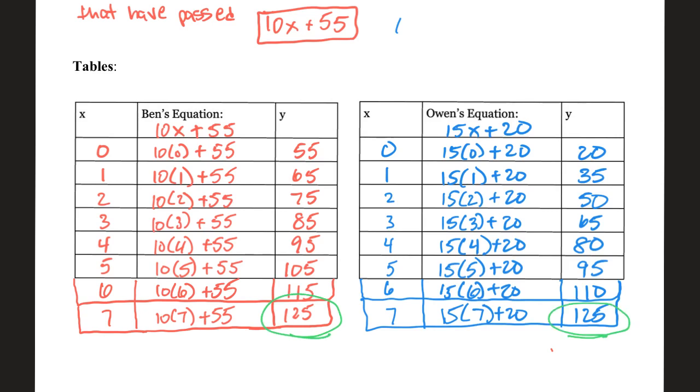And which week is that? That is week number 7. So at week 7, they will have the same amount. Week 7, and how much money is that? They have $125.